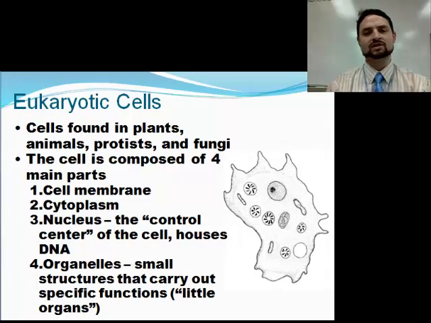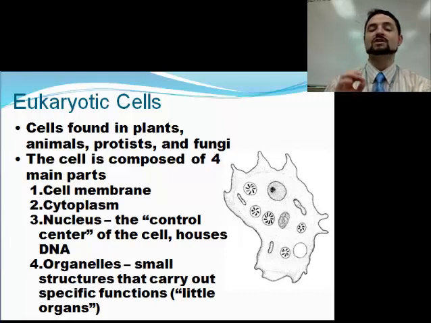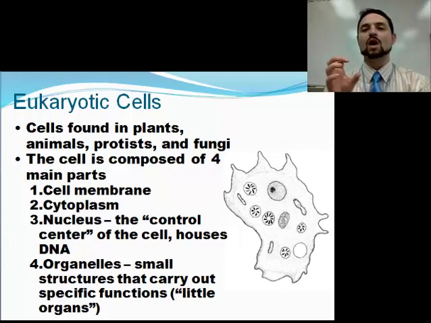In eukaryotic cells, these are cells that are found in plants, animals, protists, and fungi. The cell is composed of four main parts. You have the cell membrane that surrounds the cell and is selectively permeable about what comes in and out. The cytoplasm, the nucleus, which is the control center. It's what houses the DNA, and many times we think of it as the brain of the cell, but we need to move to a better definition there, and it's really what houses the genetic material, in this case the DNA. And there's organelles in there.